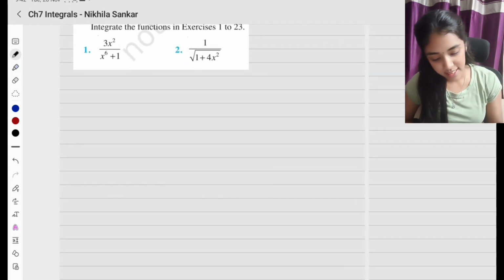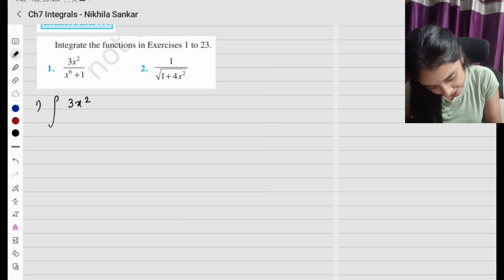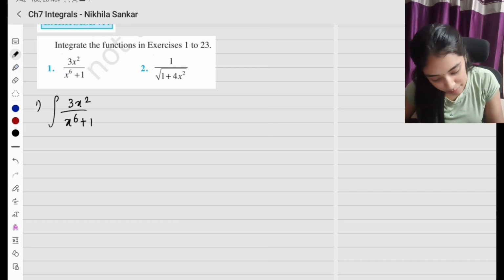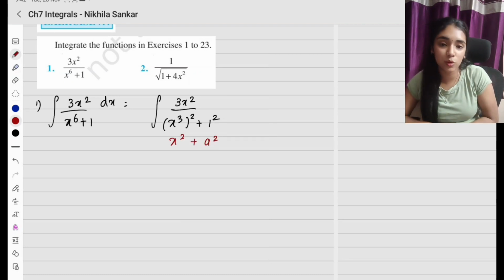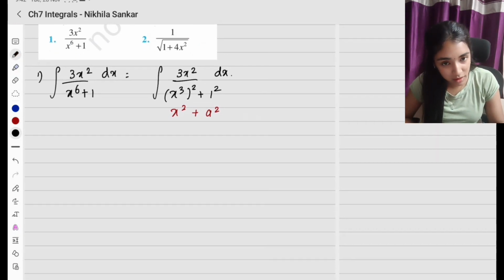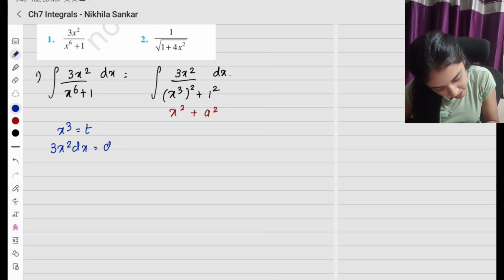Now, let us start integrating. Okay? First question, integration of 3x square divided by x power 6 plus 1. Okay, so first இதை நான் எப்படி simplify பண்ண போறேன்? Times dx, remember. So this is going to be 3x square divided by x cube the whole square plus 1 square. What am I actually doing? இந்த இடத்துல x square plus a square formula நான் கொண்டு வர ட்ரை பண்றேன். Okay, times dx. Now, if I use the substitution method, it becomes much more easier. என்ன substitution பண்ண போறேன்? I'm going to take x cube to be t. So 3x square dx becomes dt.